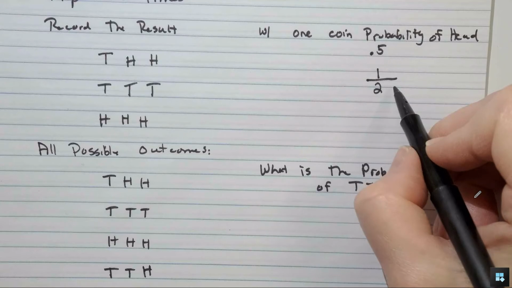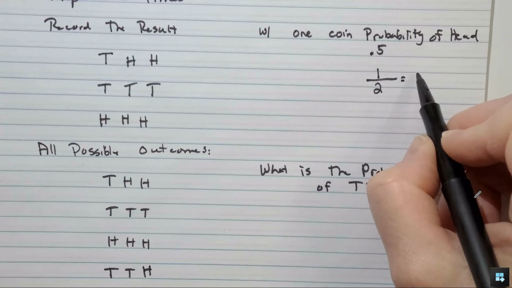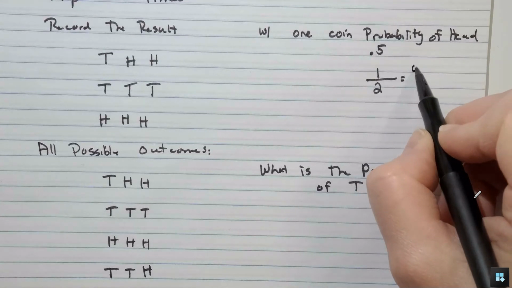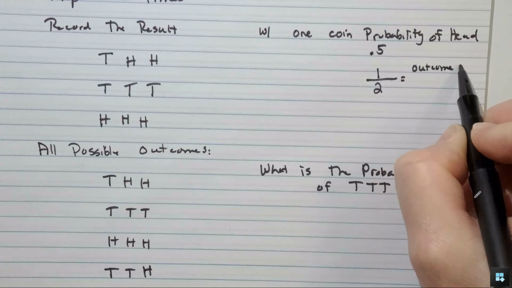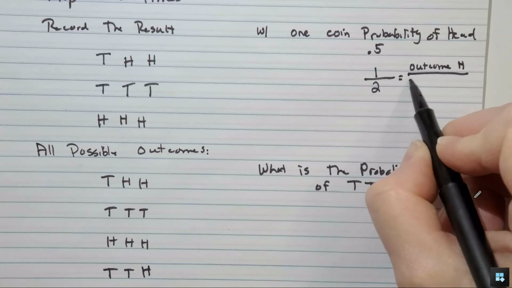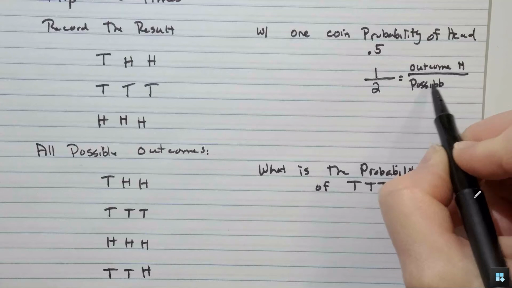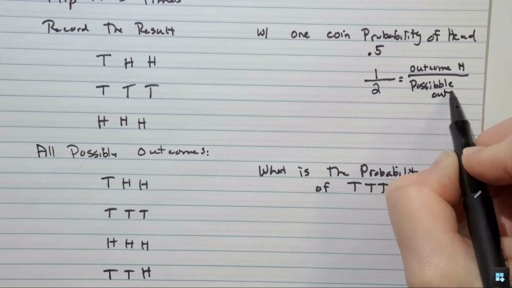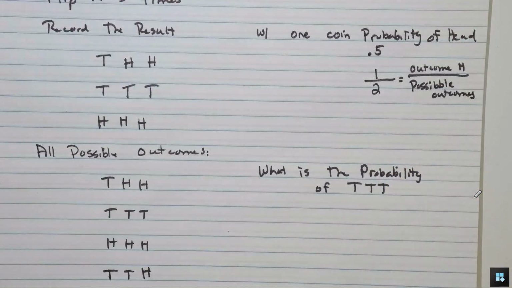And one of those that you wanted was a head. So this 1/2 was the outcome you were looking for, which is a head, out of the possible outcomes. So that is how we do probability. We look at the possible outcomes and we pick out, well, how many of those outcomes are what we're looking for here.